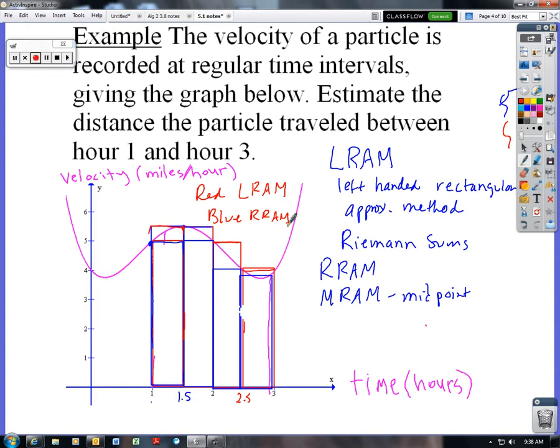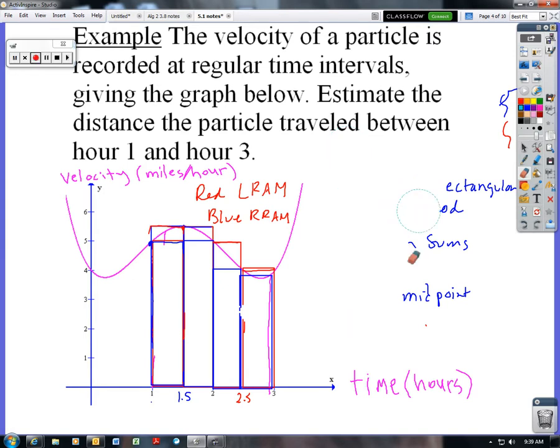And then our job is simply to find the areas. If I want to do LRAM, I need to find the areas of each of the red rectangles and add them up, and that'll be my estimate. Okay, I'm going to erase here, and then we'll go ahead and do that. Okay, so I'm doing our LRAM, which is red, so I'm in a red pen.